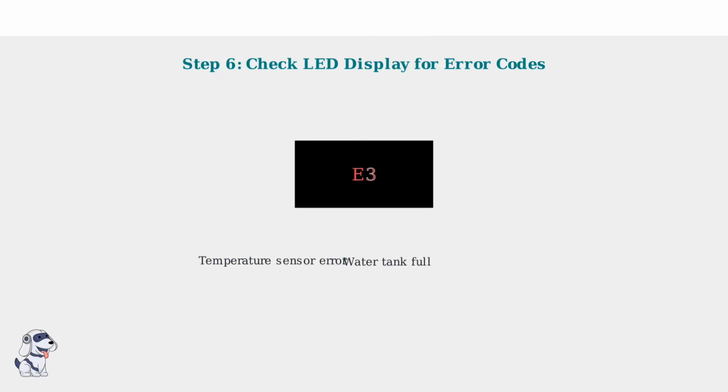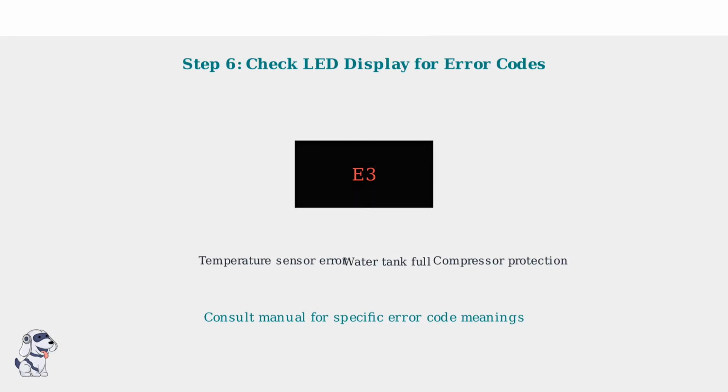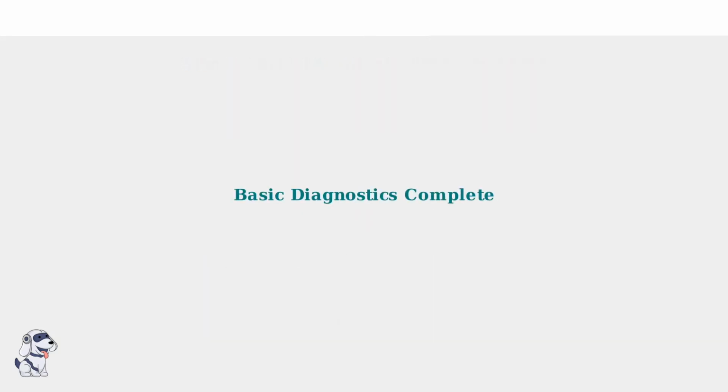Common codes include E1 for temperature sensor issues, E2 for water tank problems, and E3 for compressor protection. Consult your manual for complete error code meanings. These diagnostic steps will identify most common cooling issues with your Costway Portable Air Conditioner. If problems persist after these checks, the issue may require advanced troubleshooting of internal components.